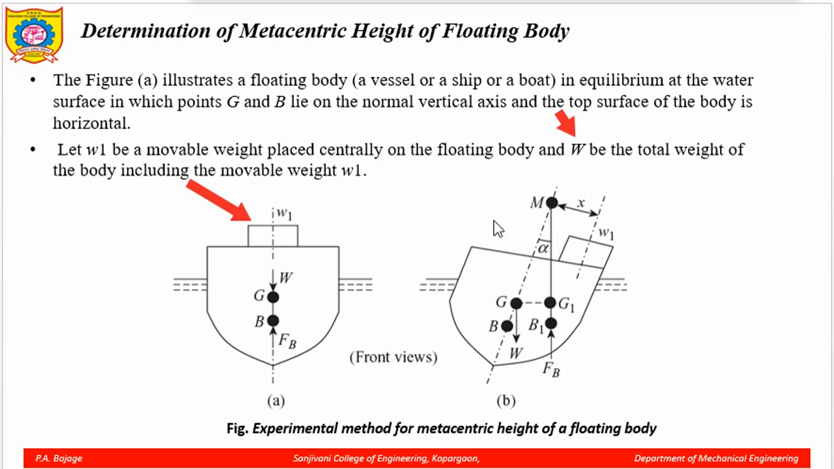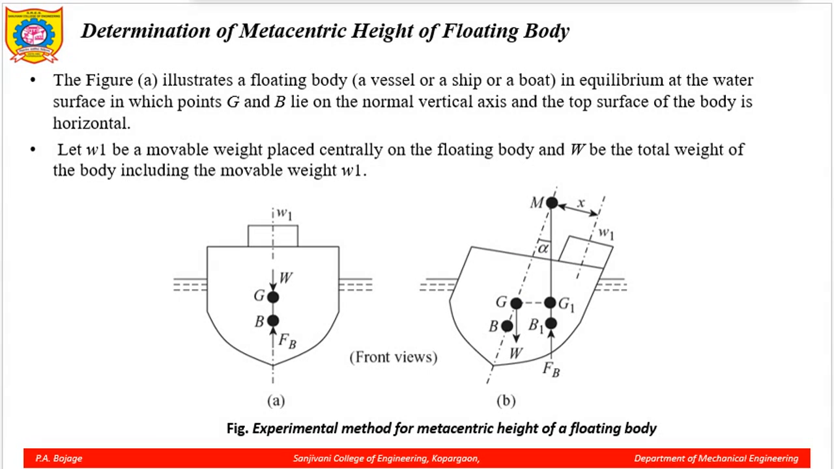Now, what happens if we move W1, the movable weight, by a distance x? You can see this is the distance x. The weight W1 is shifted a distance x towards the right side. In that case, the CG point and the point of action of buoyancy get shifted to new positions, G1 and B1, and it will have an inclination of an angle alpha with the new axis formed. So, this is the alpha formed. The initial vertical axis is the one where the CG acts, and the new axis formed passes through G1, the shifted CG point, and the shifted B1 point.